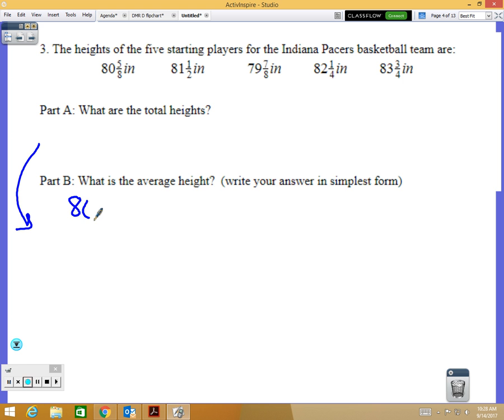So we have 80, 81, 79, 82, and 83. So no calculators tomorrow. We want to make sure that we're really adding carefully. So that gives me 10, 12, 15. Carry my 1. I noticed that when I was doing this that I could group this 1 with my 7 and make that an 8. And then I'd have 1, 2, 3, 4, 5 8s. And so that gave me a 40.